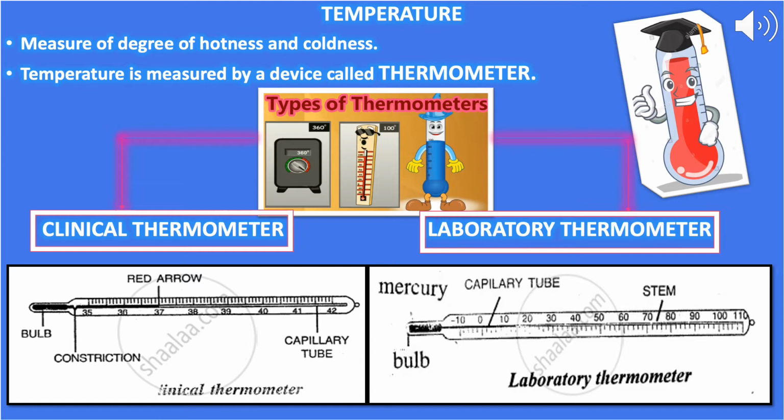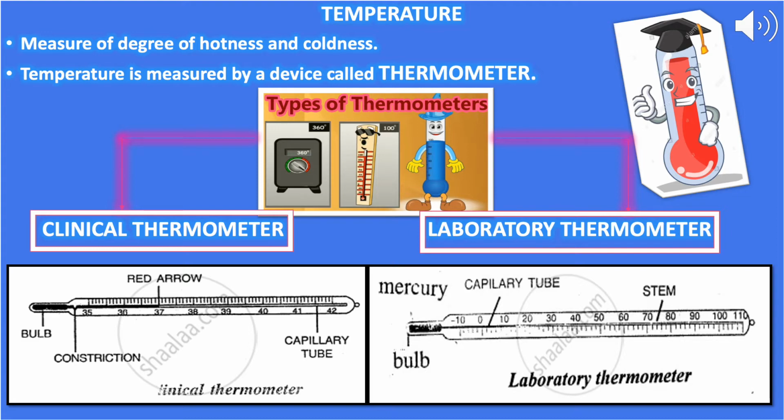Here in this figure, this kink is written as constriction, and 2 scales, that is Celsius and Fahrenheit scales, are shown on the thermometer. The range of Celsius scale on the clinical thermometer is 35 degrees Celsius to 42 degrees Celsius, and that of Fahrenheit scale is 94 degrees Fahrenheit to 108 degrees Fahrenheit. Now, how is this clinical thermometer being used?